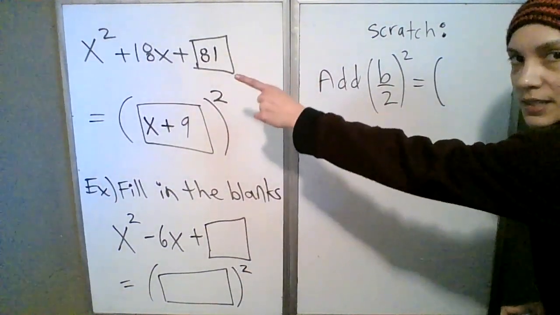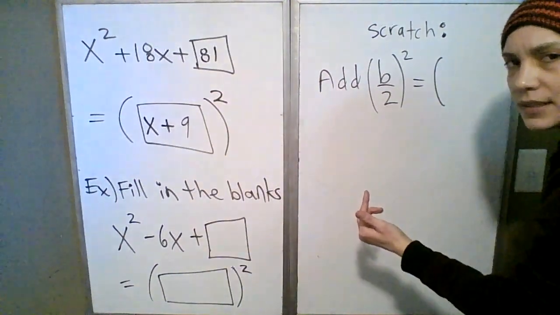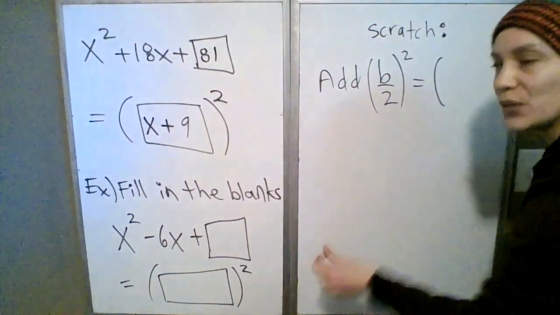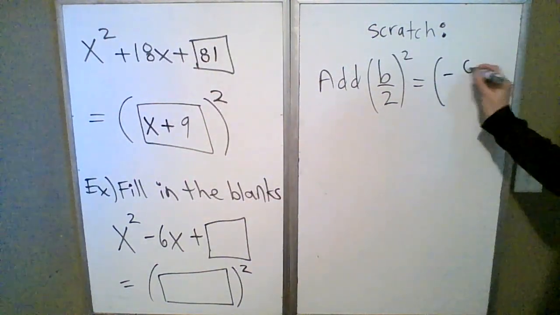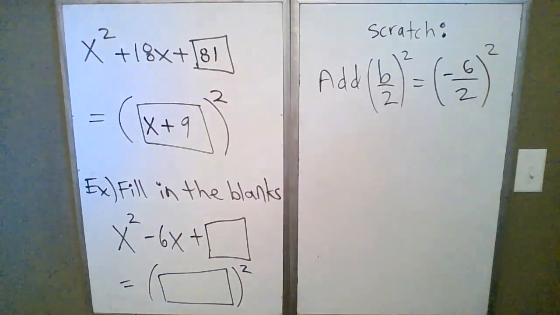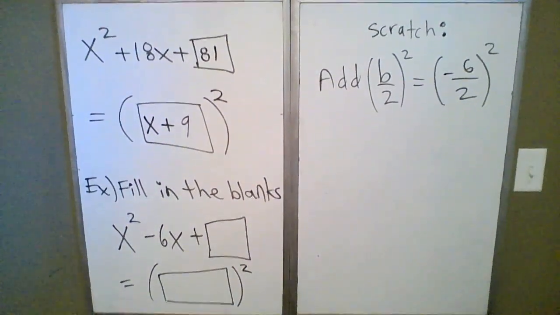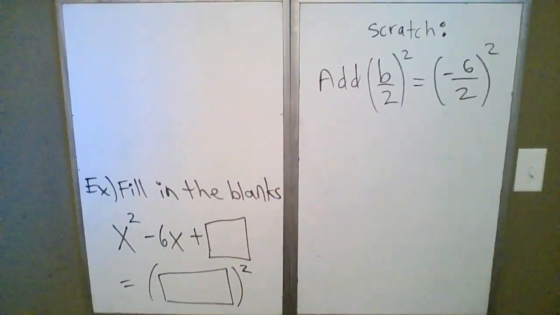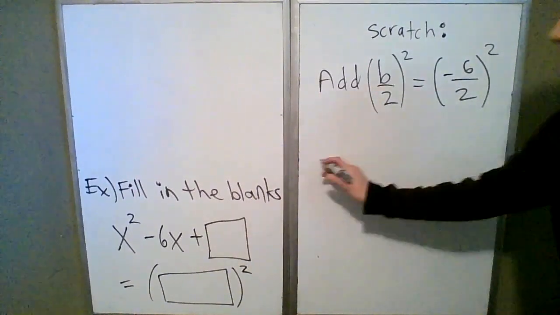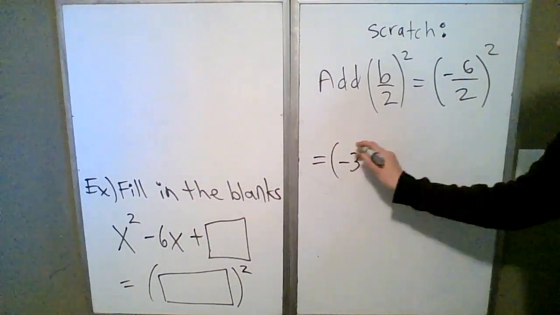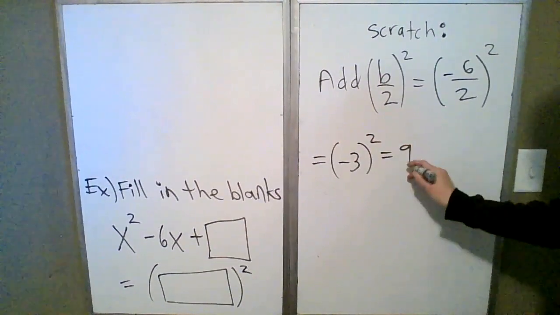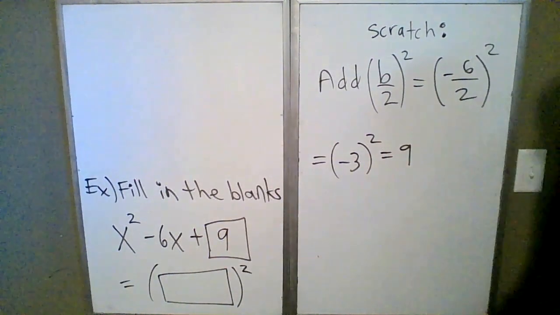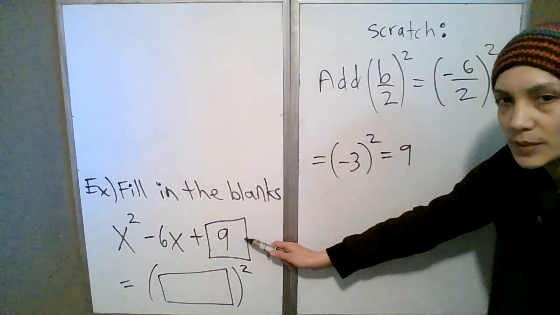B is the number with x. So we're taking negative 6, divide that by 2, and then squared. All right, so negative 3 squared is 9. So I'm putting a 9 right here. And that way I'll be able to complete the square.